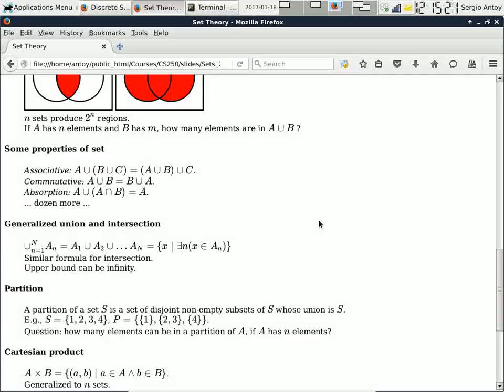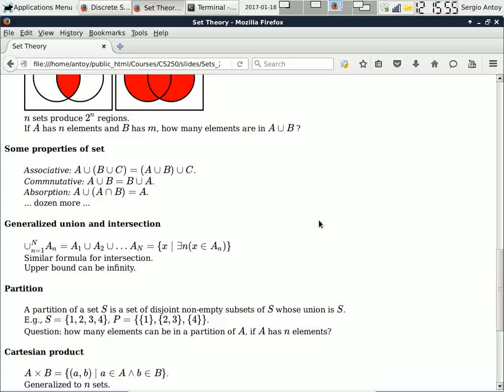We have a very similar formula for intersection. In some cases, we may consider an infinite number, so big N will be infinity. And of course, we don't write this one here. With infinity, we write with a dot and stop there. So far so good? This is just notation. There is not much to understand here.